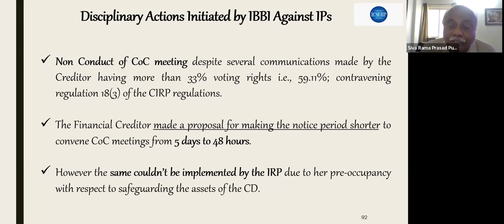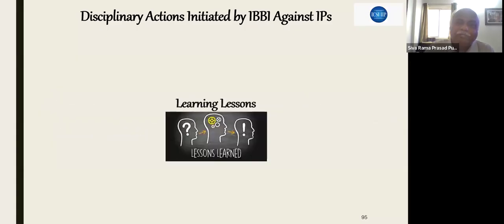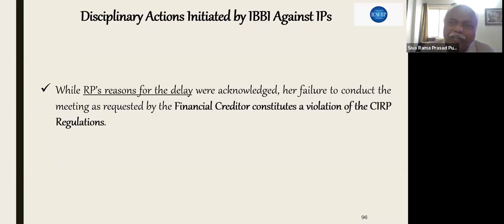Okay, sir. However, the same could not be implemented by the IRP due to preoccupation with safeguarding the assets of the CD. Some reasons they will tell which are not relevant to that particular irregularity. Penalties: take a lenient view and issue a warning to be careful while handling the assignment and ensuring compliances are made with the provisions of the Code and regulations. Learning lesson. While the RP's reasons for delay were acknowledged, her failure, lady, to conduct the meetings requested by the financial creditors constitutes a violation of the CIRP regulations. One third of people requested how to conduct, but in this case, not one third, it is 59 point and odd, which is gross negligence.